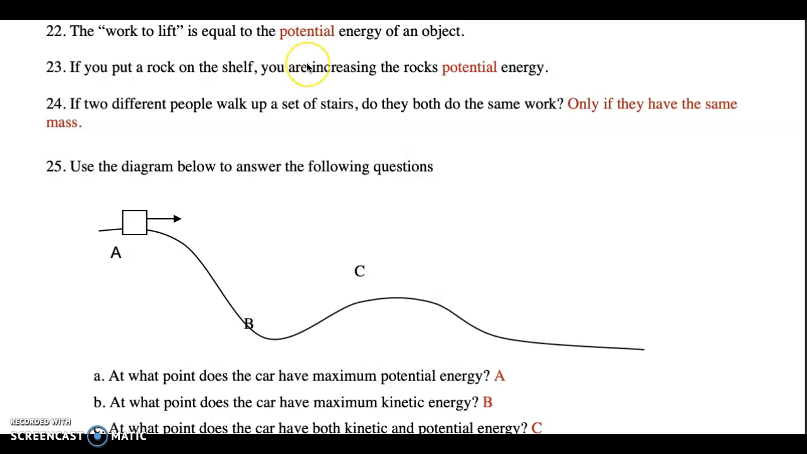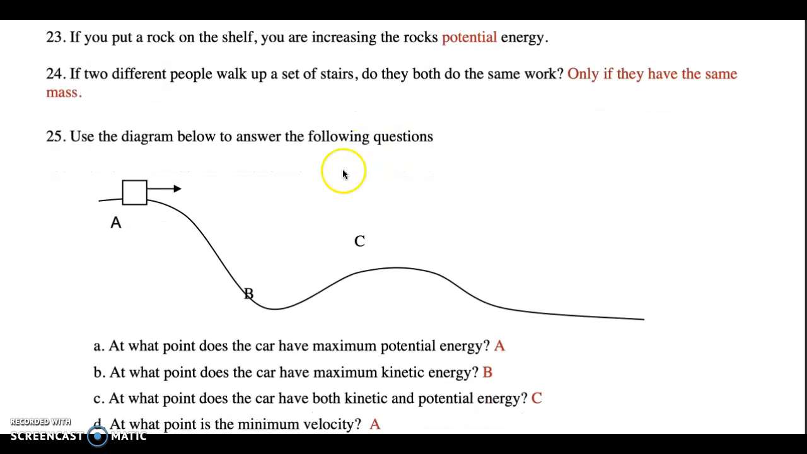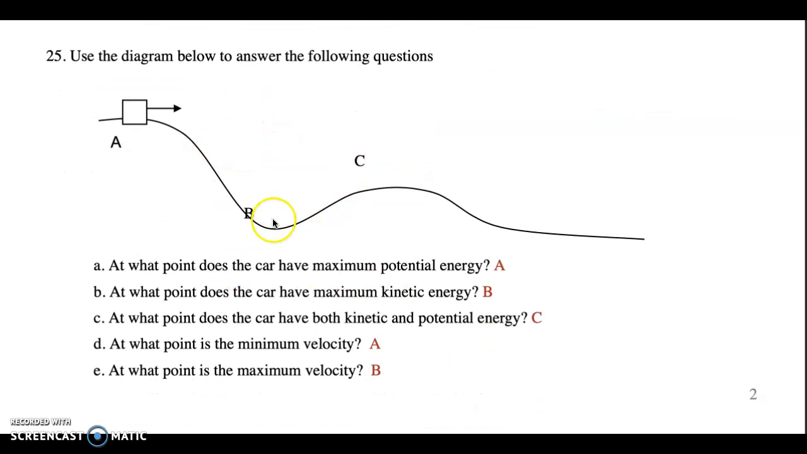That's why. Two different people walk up a set of stairs. Do they both do the same work? Only if they have the same mass. Otherwise, their work will be different. We've seen this diagram before. High potential, high kinetic, sum of both. No velocity, high velocity.